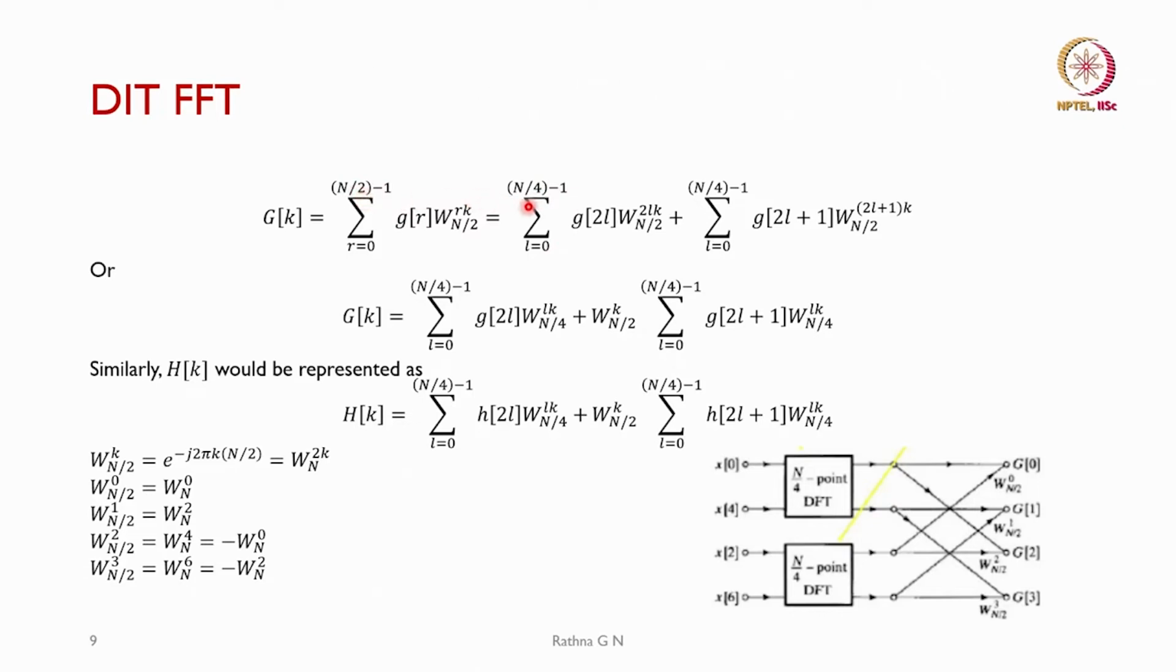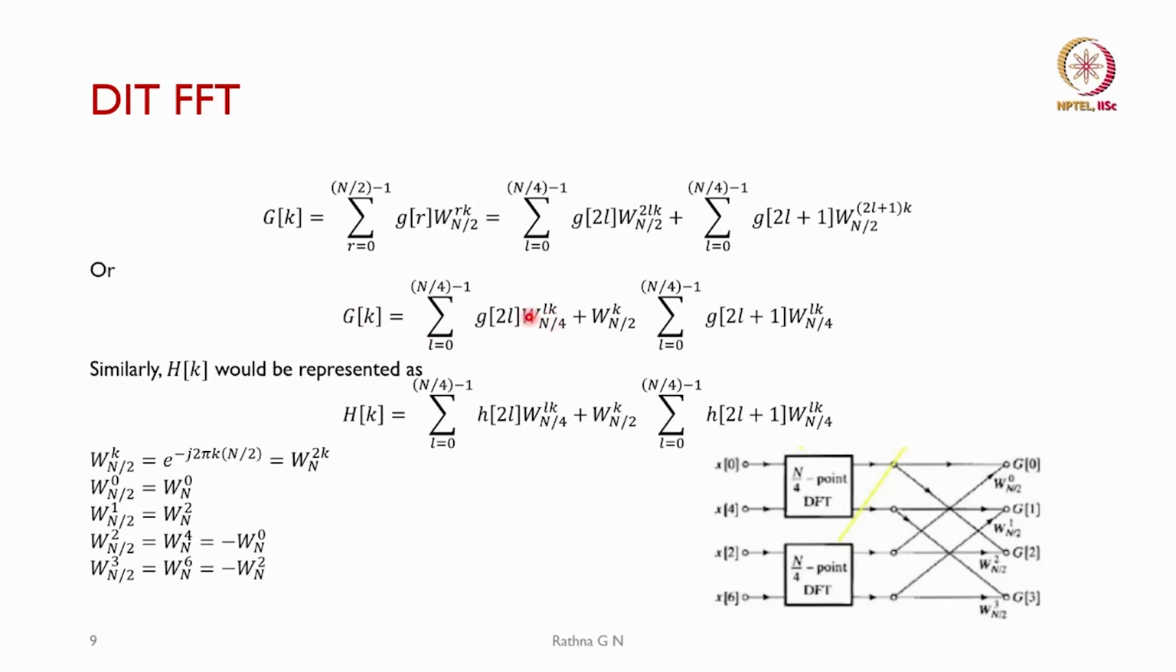So, it is going to be n by 4 minus 1, and then this is going to be g of 2L into W_N by 2 into 2L k. This will be 2L plus 1 W_N by 2 into 2L plus 1 k. So, same way if we represent g of k now, we can have it as earlier splitting. So, we will be putting it as W_N by 4 L k.